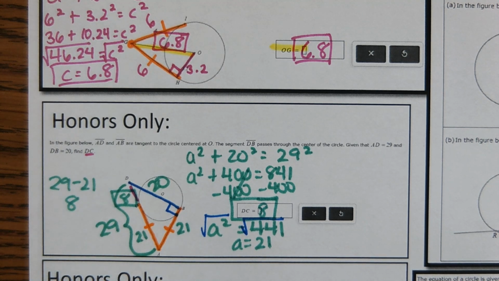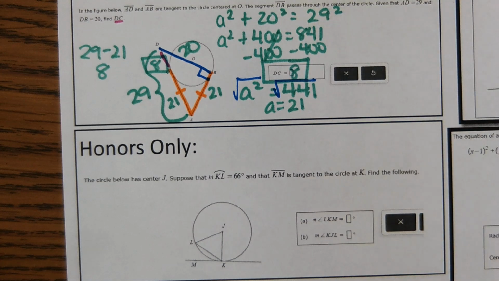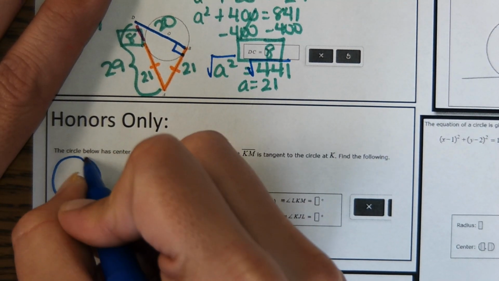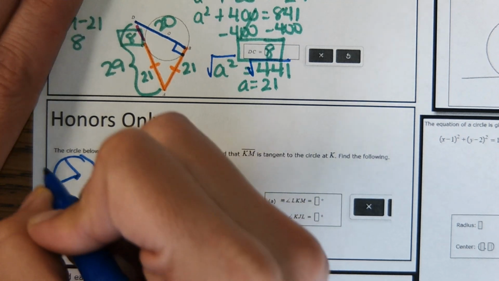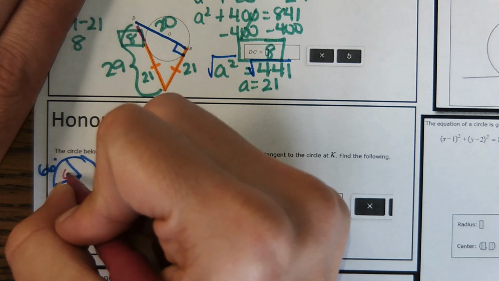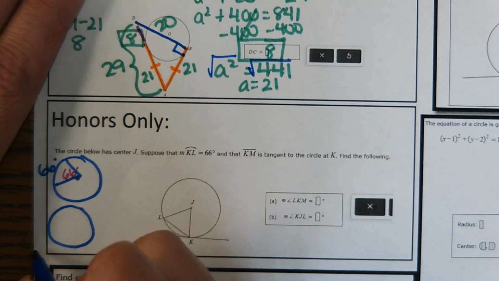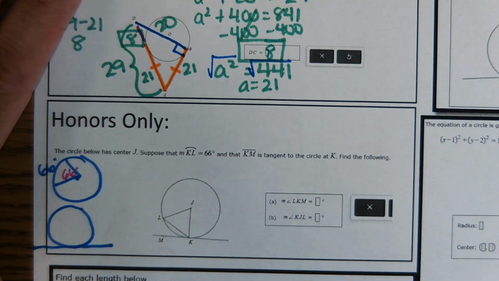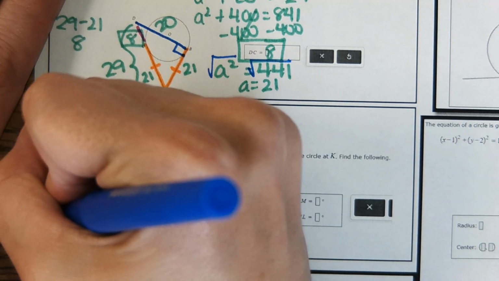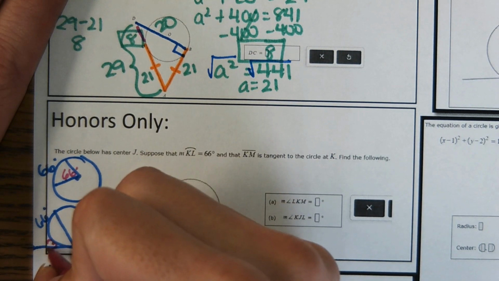Okay, then the next one. The next one is much simpler than this. The two concepts that you need to know for this problem are that when you have a circle and a central angle, if this arc is 66 degrees, then the central angle is the same degrees. And then the other concept is that if you have a circle and a tangent line that goes like this, and then a chord that cuts the circle like this, if this is 66 degrees, then this angle is half of that, which would be 33 degrees.